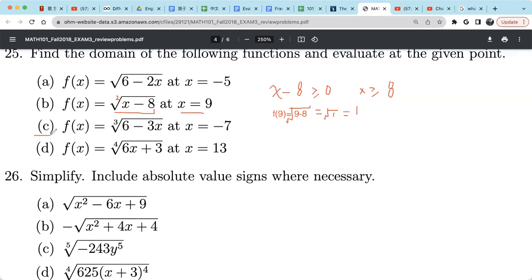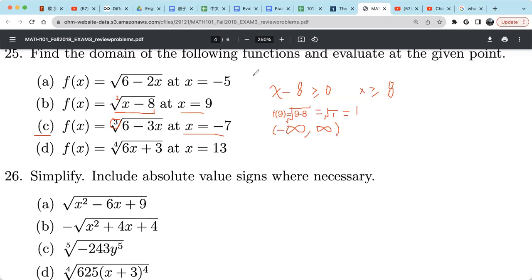C is a little different from 1 and 2 because the index is odd. If the index is odd, and the radicand is a numerator, not in the denominator, then the radicand can take all real numbers. So what do we mean by all real numbers? The domain is all real numbers. We indicate it with from negative infinity up to positive infinity, which basically means any real number.